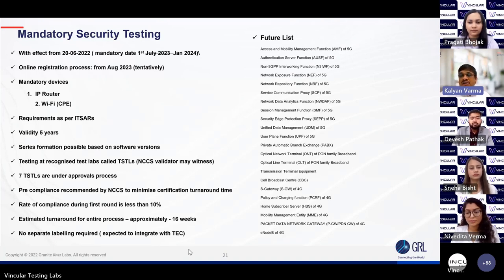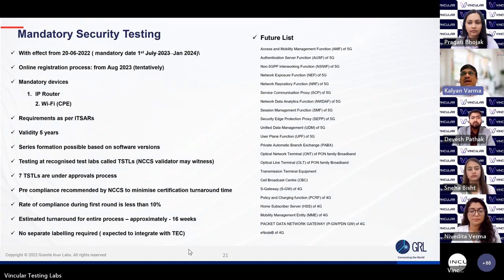As I mentioned earlier, the entire testing must be done within India, and that creates a challenge. Also, the requirements defined in ITSARs are not completely available internationally anywhere as an accredited service. This brings a big challenge for the regulator as well as the labs and the OEMs at this point of time. At present, there are 7 labs at different stages of the approval process, and hopefully GRL is one of them.